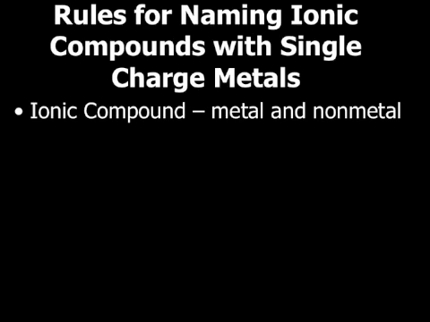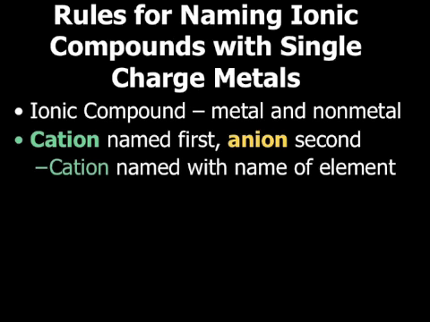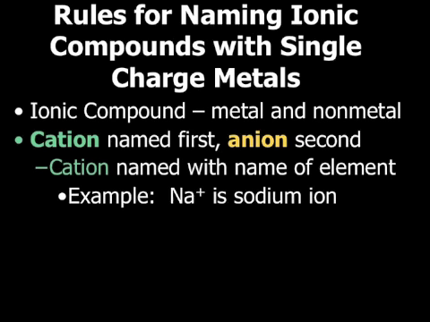So again, an ionic compound, like we just said, is a metal and a nonmetal. When we name these, the cation is named first, the anion is named second. And if you remember, the cation was the positive ion, or the one towards the left on the periodic table. The anion is the negative ion, and that's the one more towards the right. When you name the cation, that's just named with the name of the element. So for example, Na+ is just called the sodium ion.